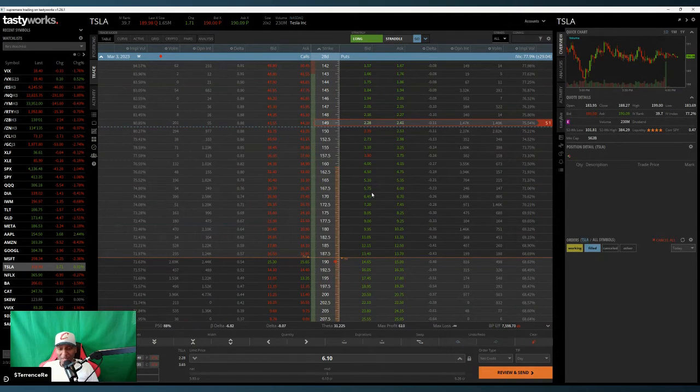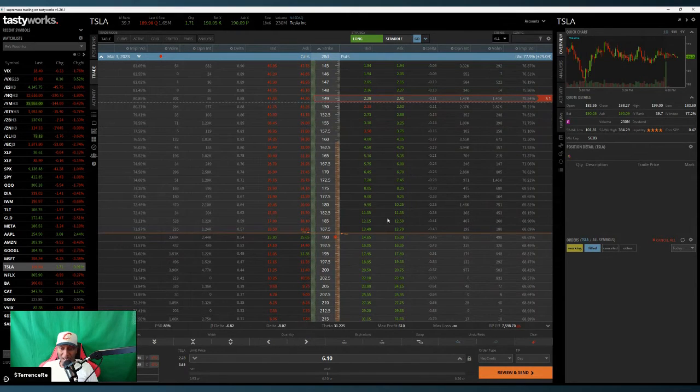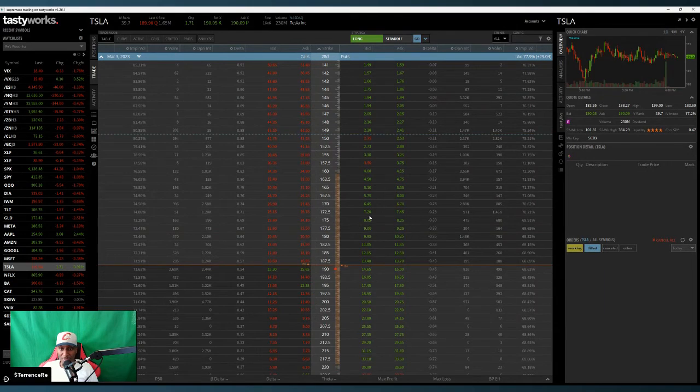It's only tying up $7,000 worth of buying power. This is an efficient use of buying power. Now you can go buy 100 shares and sit through the fluctuation of it moving, or you can just sell strangles, or if you really want to own it, come over here and sell a put.